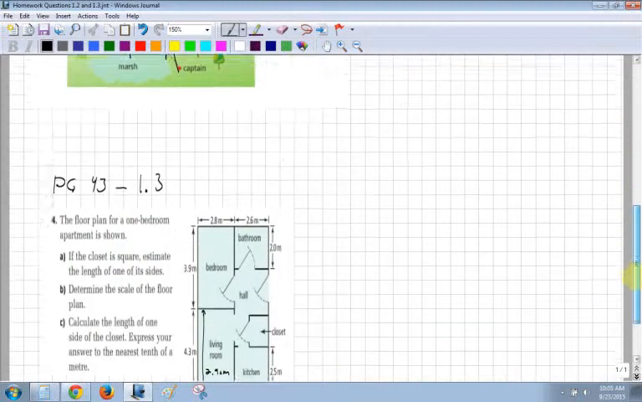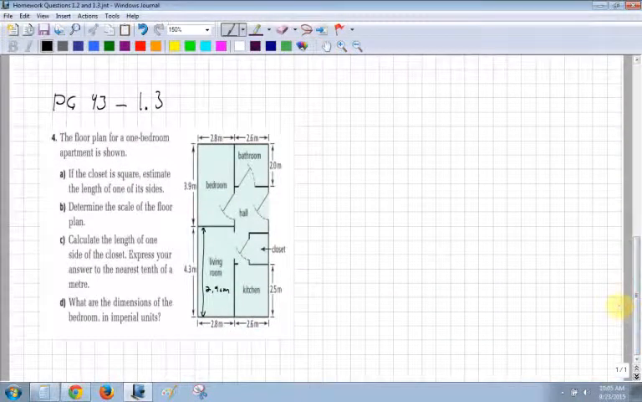Okay, that's that one. For section 1.3, this one, again, you have to measure with a ruler. So for the first one, if the closet is square, estimate the length of one of its sides. So again, it's just an estimation, right? You look at the distance down here, you think it's 2.6, it's a little bit less than 2.6. So let's say the length of one of its sides is, I don't know, 1.8 or something, whatever you want to estimate.